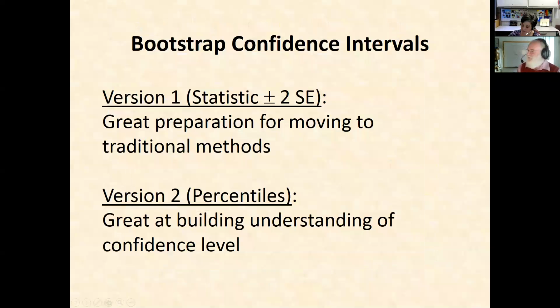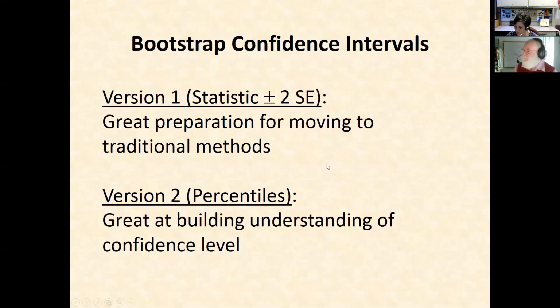Okay, so looking at these two methods, I think it's good to do both of those because the first is really a good way for preparation for moving to traditional methods. Our usual statistic plus or minus some sort of a value times the standard error. We'll see how that comes up a little bit later. And the second way is really good for building and understanding what the confidence level means. My students have very little difficulty when I ask them questions like, which is going to be wider, a 99% confidence interval or 95% confidence interval. That's just so obvious to them, they don't even have to think about it. They just know that you're going to have to take more percentages, it's going to have to be wider to get that.